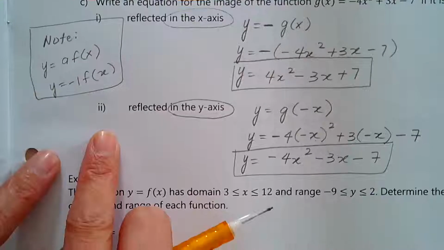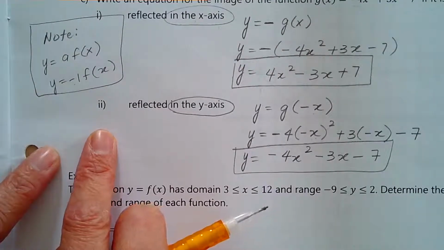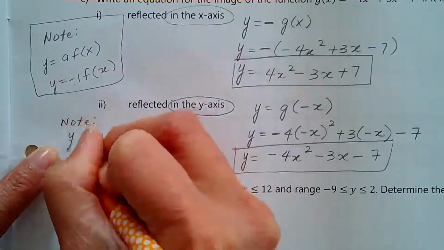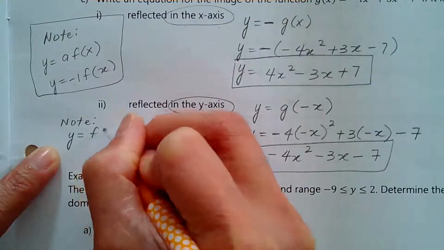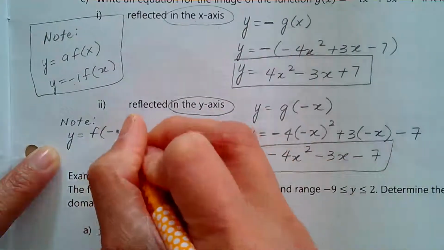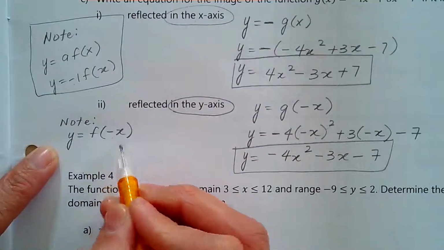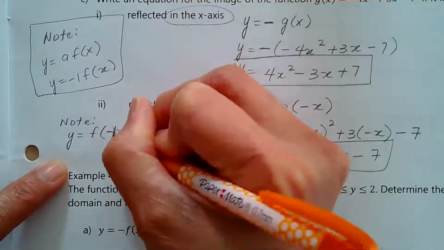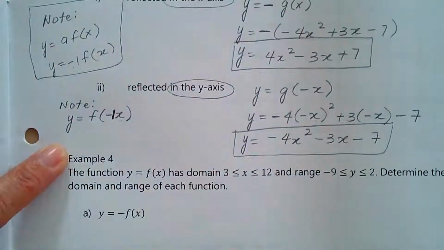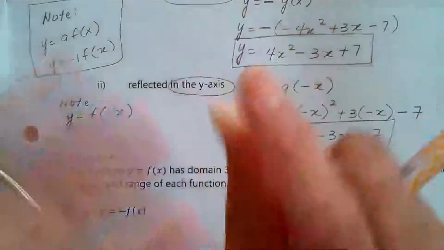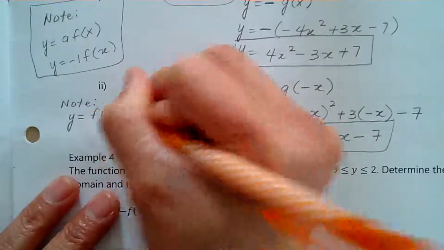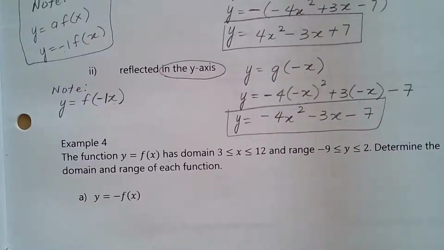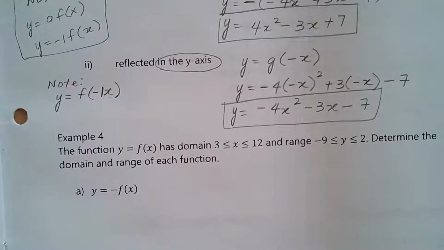What about this one here? Reflected over the y-axis. So that becomes y equals f of negative x. So x is negative. Did we substitute negative 1? Negative 1. I'll write it better. There you go. So you substitute negative 1x wherever you find the x.